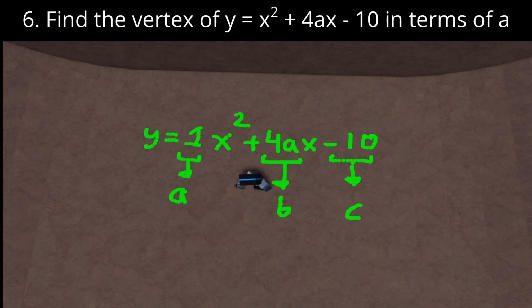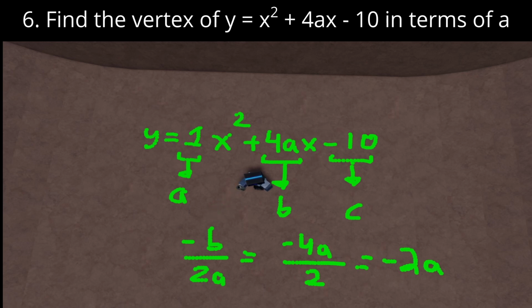So to find the vertex of this parabola, this is in standard form, so apply the formula minus b over 2a. If we do that, minus b is just minus 4a. And then 2a is just 2 times 1, which is just 2. And then minus 4a divided by 2 is just minus 2a. So this is our x-coordinate. When you have the x-coordinate, you can just plug it back into the equation to find the y-coordinate of the vertex. So let me do that.